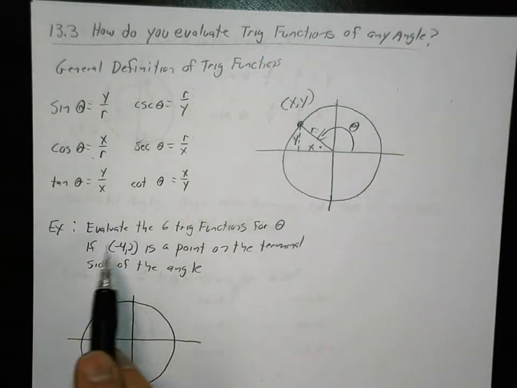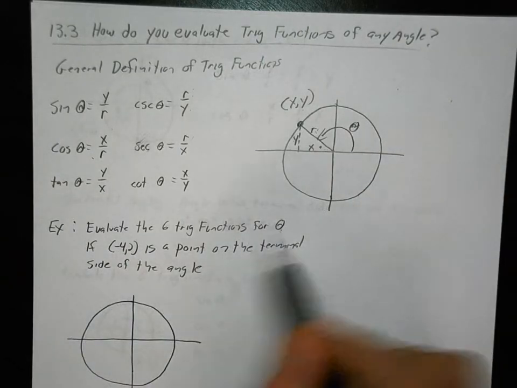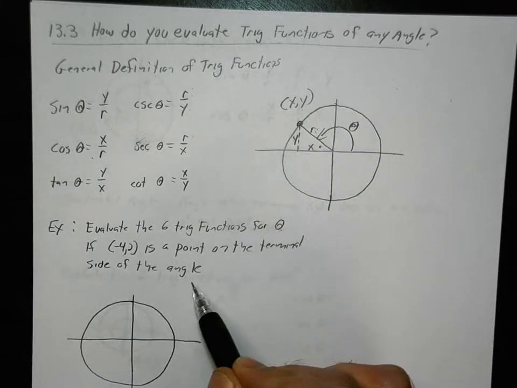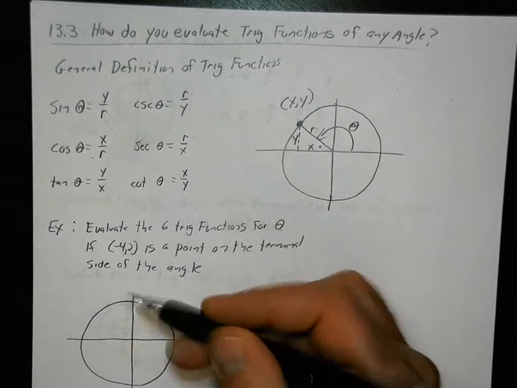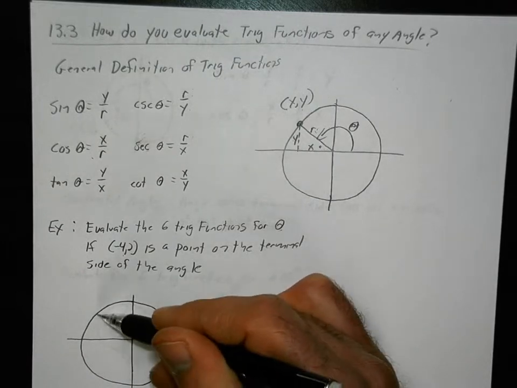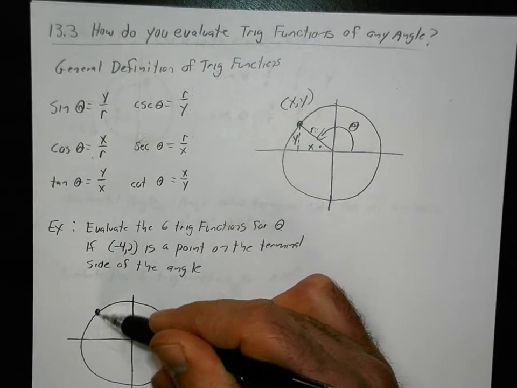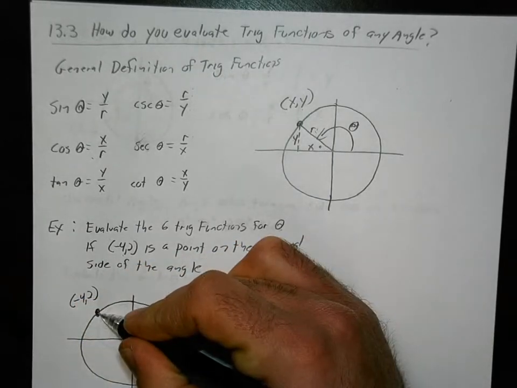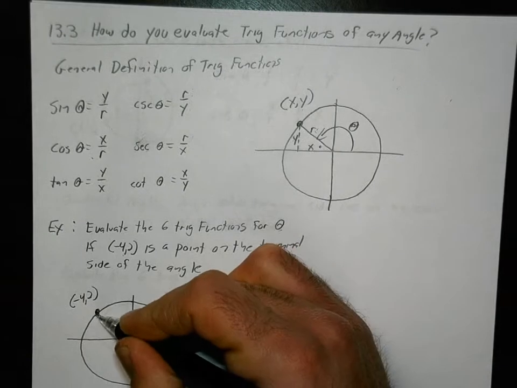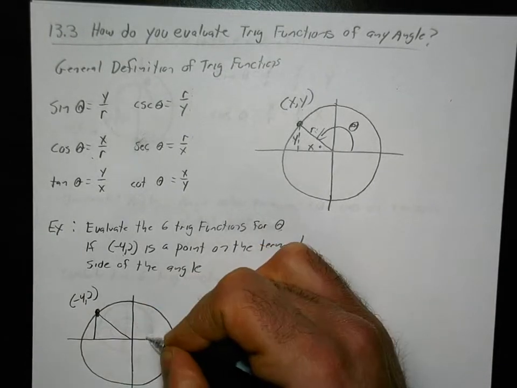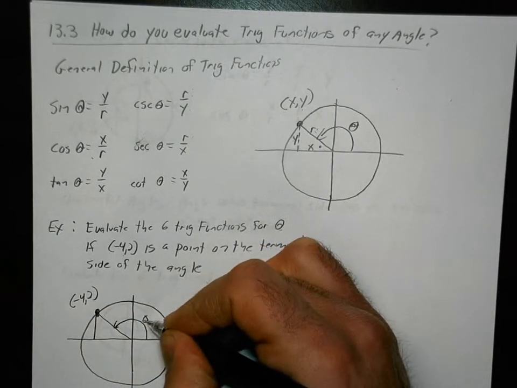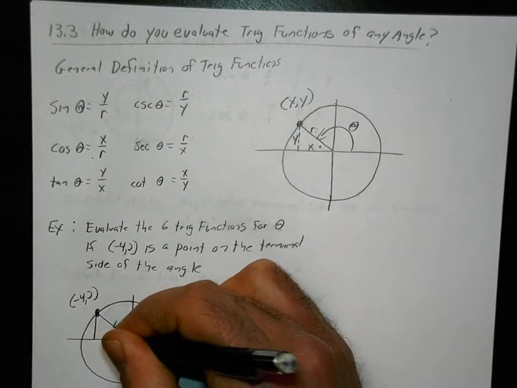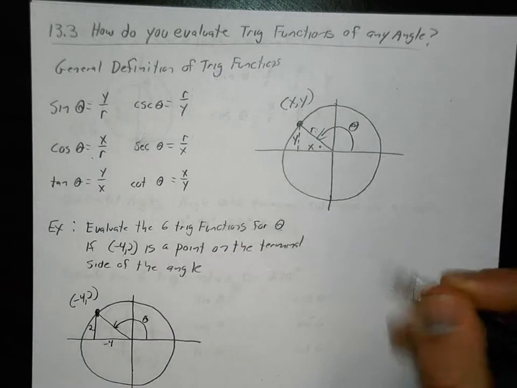Okay, so let's do an example. Evaluate the 6 trig functions of theta if negative 4, 2 is a point on the terminal side of the angle. So let's estimate where negative 4, 2 would be, somewhere like right there. From there, I'm going to draw my triangle inside the circle. This is my actual angle theta. This is negative 4, and this is 2, if I was to write that in there.